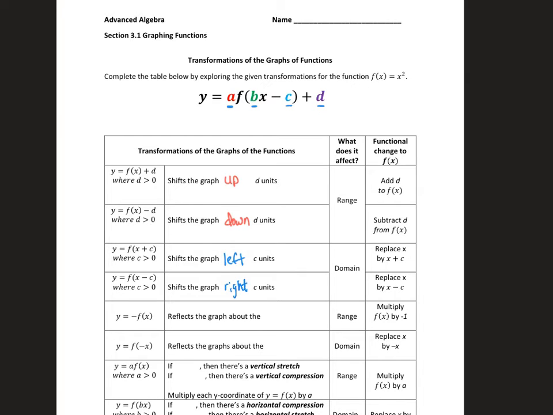Now another transformation that can be applied to a function is a reflection over the x or y axis. A function such as y equals negative f of x has a vertical reflection, and a vertical reflection reflects the graph vertically across the x-axis. While the function y equals f of negative x has a horizontal reflection. A horizontal reflection reflects the graph horizontally across the y-axis.